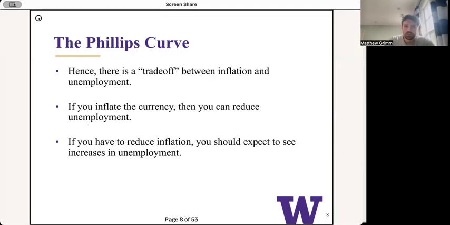Okay, so there's a trade-off between inflation and unemployment. If you inflate the currency, you can reduce unemployment. If you have to reduce inflation, you should expect to see an increase in unemployment.